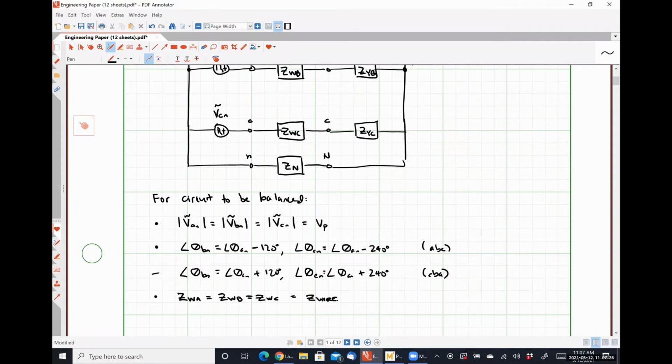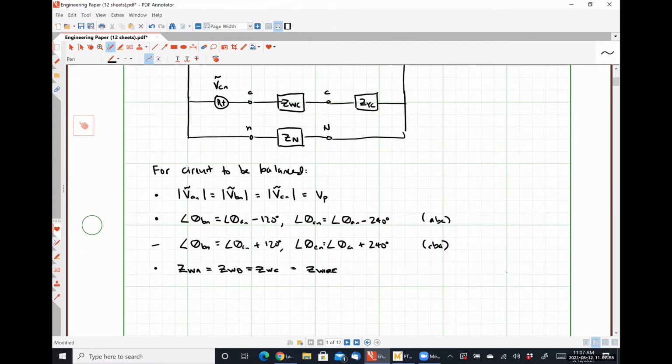If you were to look into the NEC code, you would see that the size requirements for the neutral wire are very different than the size requirements for the phase wires. And we'll talk about why that is shortly. Another condition for the circuit to be balanced is that the load impedances for each phase also have to be equal. So ZYA would have to be equal to ZYB, would have to be equal to ZYC, and we will likely just call that ZY, okay?